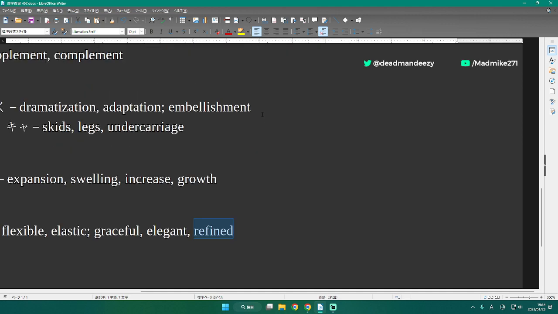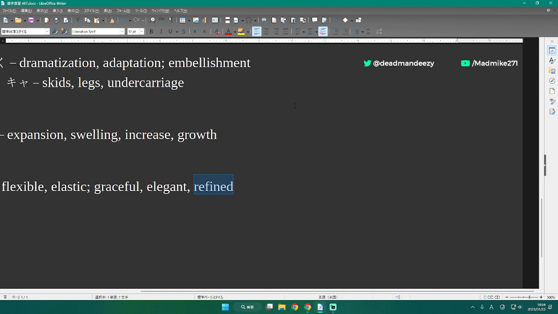A supplement or complement is something that you put on your legs. Hosoku. Ho on the left side for additional or supplementary, and soku on the right side for legs or complement. Hosoku is a supplement or complement. A dramatization, adaptation, or embellishment is a kyakushoku.